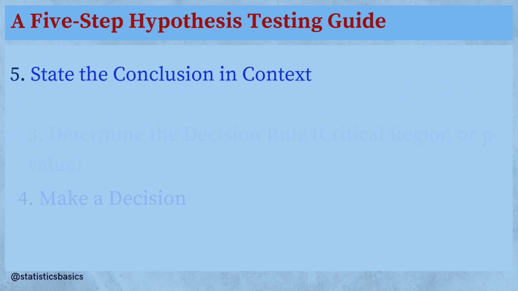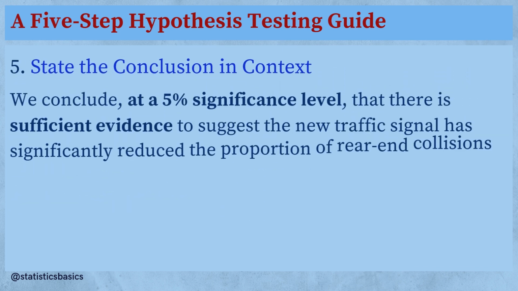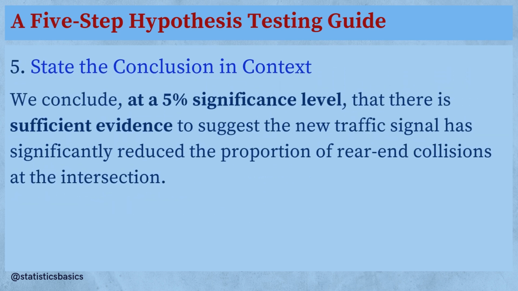Since we rejected the null hypothesis, at a 5% significance level, we conclude that there is sufficient evidence to suggest the new traffic signal has significantly reduced the proportion of rear-end collisions at the intersection.